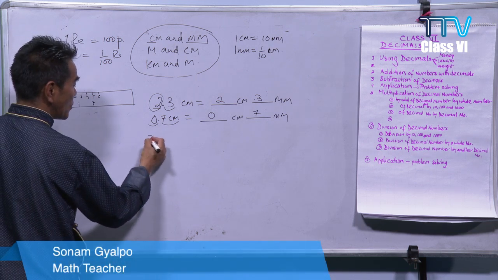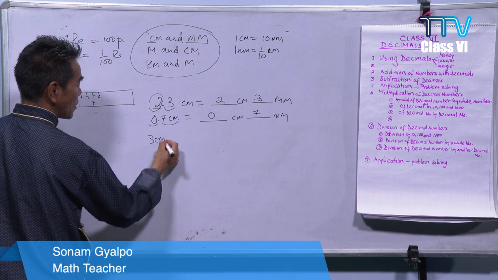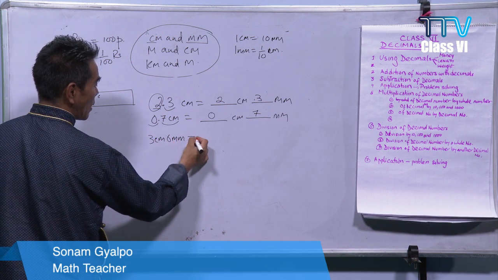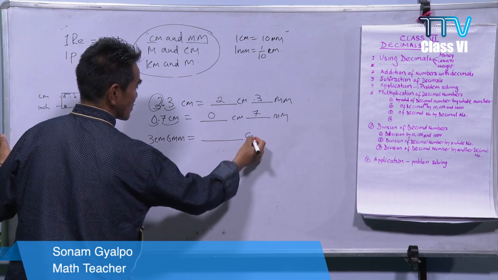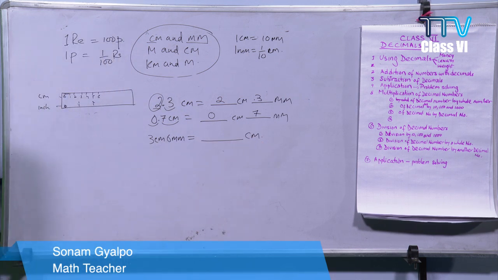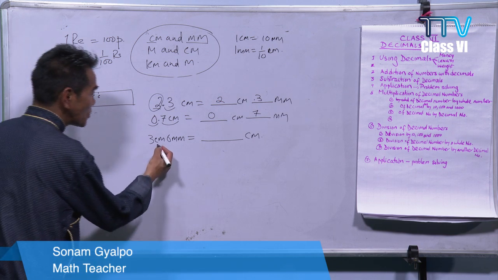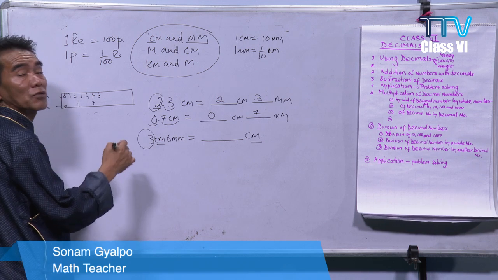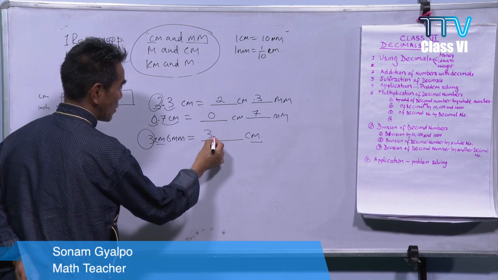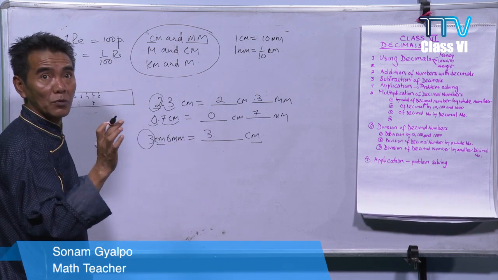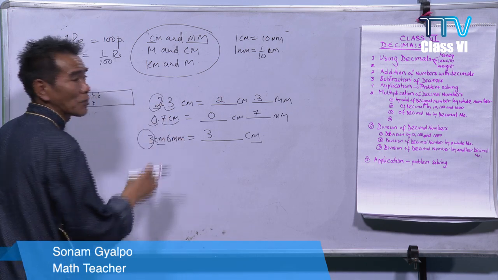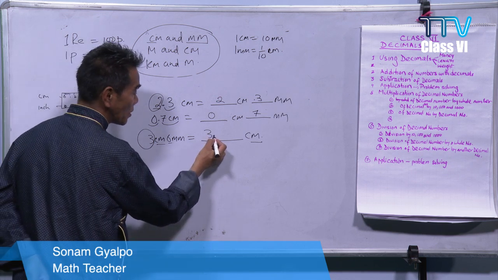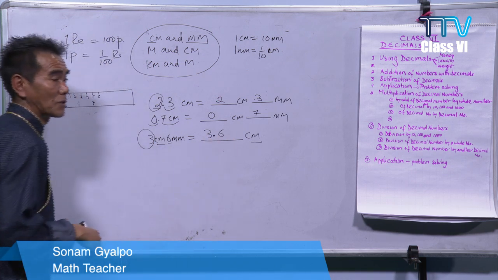Okay, 3 centimeter 6 millimeter. If you are asked to change to centimeter, so we have centimeter, unit centimeter. So this is the whole part. The decimal part is 6 millimeter. So 3.6 cm.